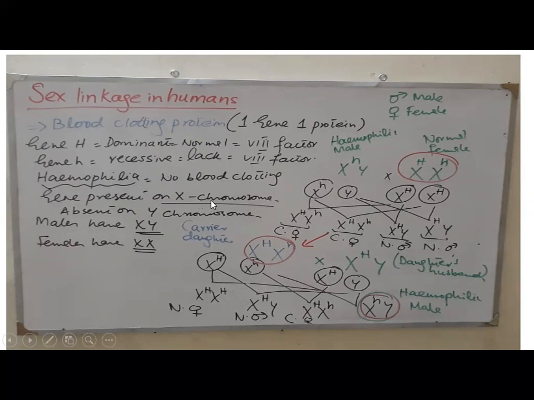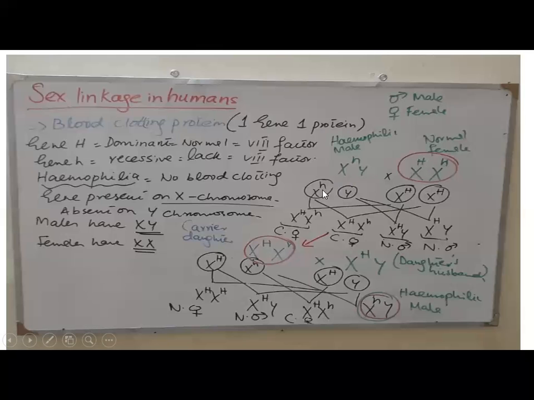The genes present on the X chromosome will be absent on the Y chromosome, and the genes present on the Y chromosome will be absent on the X chromosome, because these are not homologous pairs. X contains genes which are absent on Y and vice versa. For example, there is a hemophilic male who gets married to a normal female. Small h is for the hemophilic condition, which is recessive, and the dominant form is the normal form. Keep in mind: one gene, one protein.